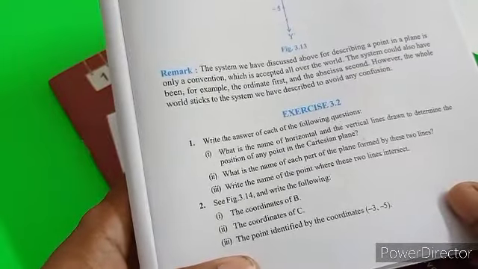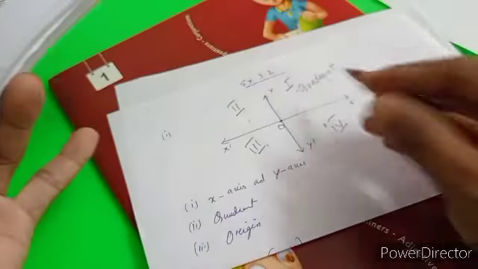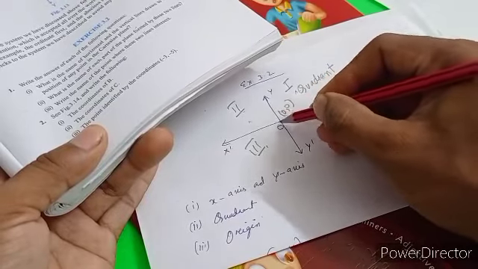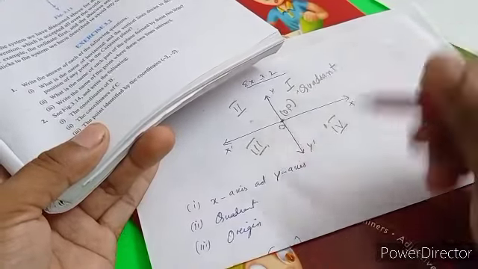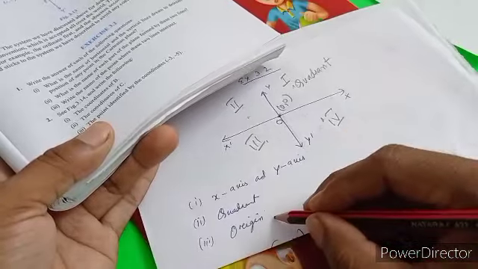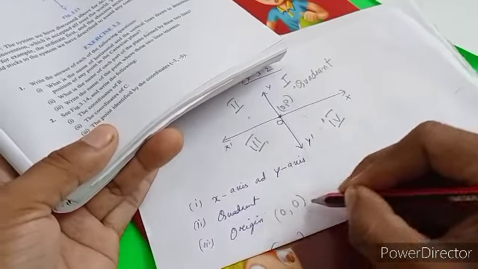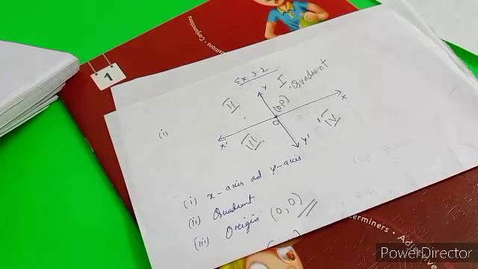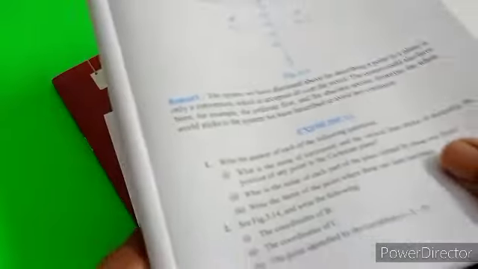Number 3, write the name of the point where the two lines intersect. The two lines intersect at O, and this point is called the origin point, and the value is 0, 0. This is called origin, whose value is 0, 0. This is the coordinate points. That is 3.2, question number 1.